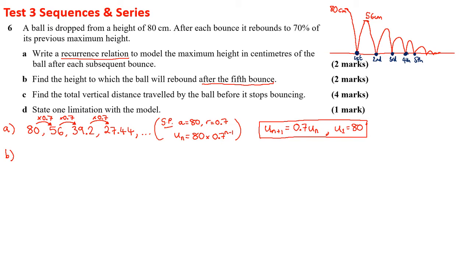I can see that my first term of my sequence, 80 centimetres, is before my first bounce. My second term is after my first bounce. Keep working that through and we'll find that my 6th term happens after my 5th bounce. So actually for part B, it's my 6th term that I want.